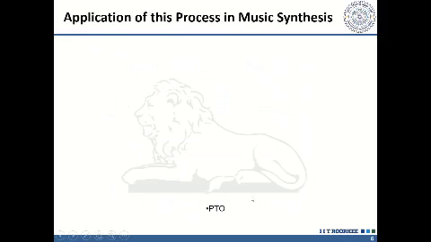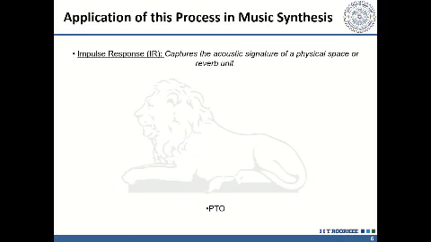Next up, convolution of impulse response with signals has some very interesting applications in the process of music synthesis. How so? Impulse response captures the acoustic signature of a physical space or reverb unit, as in, for example, we are in a setting of a concert or we are in a setting of a cathedral. The impulse response of these two settings would be quite different as these are different systems.